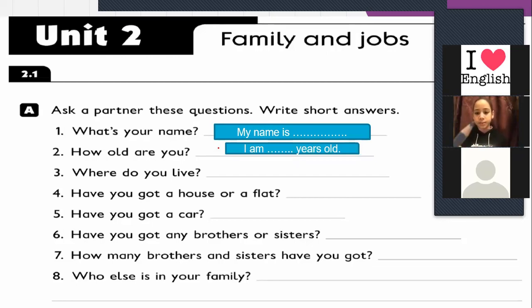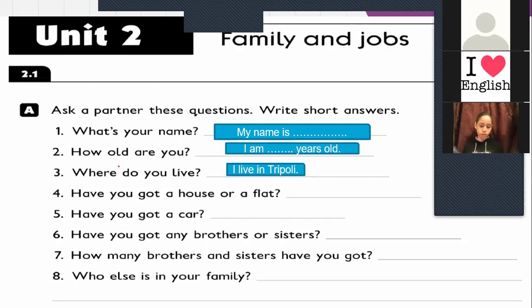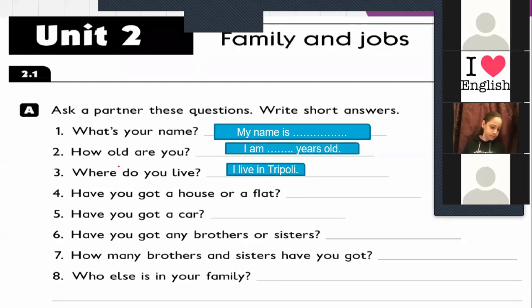Yes, Maryam and Taqwa. Where do you live? I live in Tripoli. I live in Germany. Okay, I live in Germany, so you have to write Germany here. Yes, what about the fourth one?